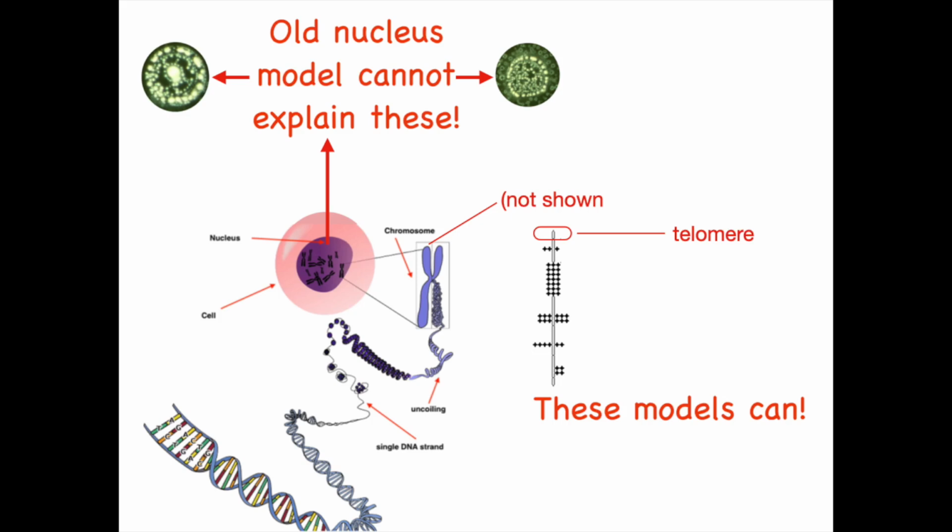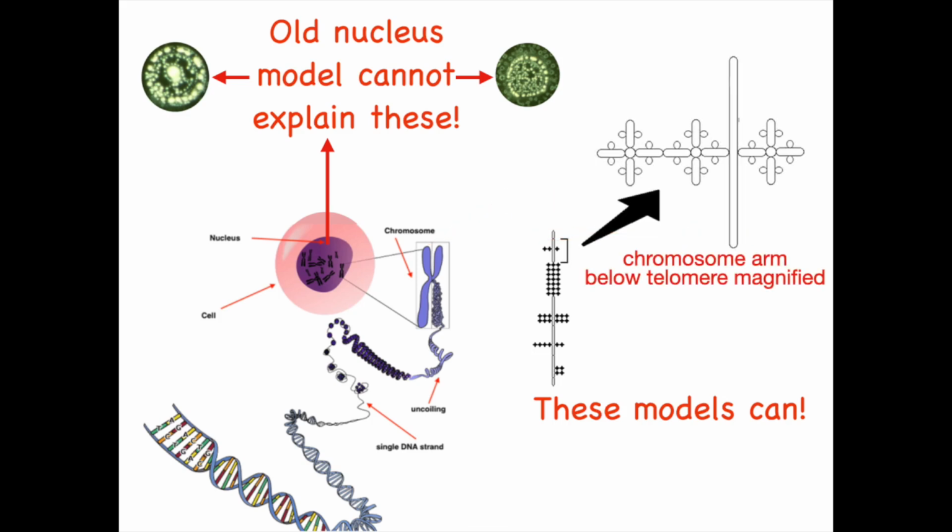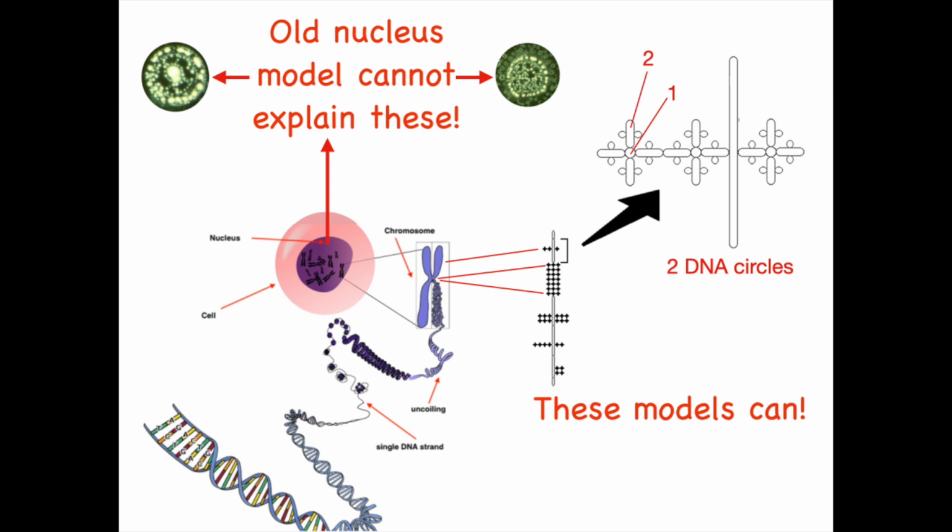Now, if you magnify that section of the chromosome, that chromosome arm that is below the telomere, you see that you have a very strange looking object once you strip away everything but the DNA. And you have DNA circles. And so I'm going to count these circles for you. That one in the middle there, we'll call that circle number 1. And then that oval shape, which if you spread it out, it would also be a circle.